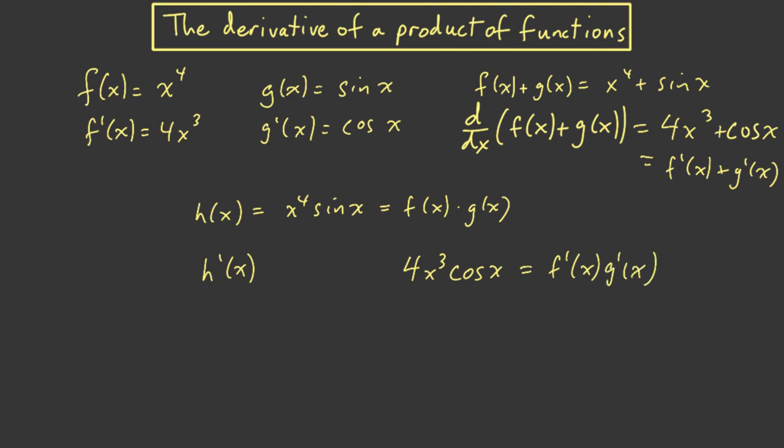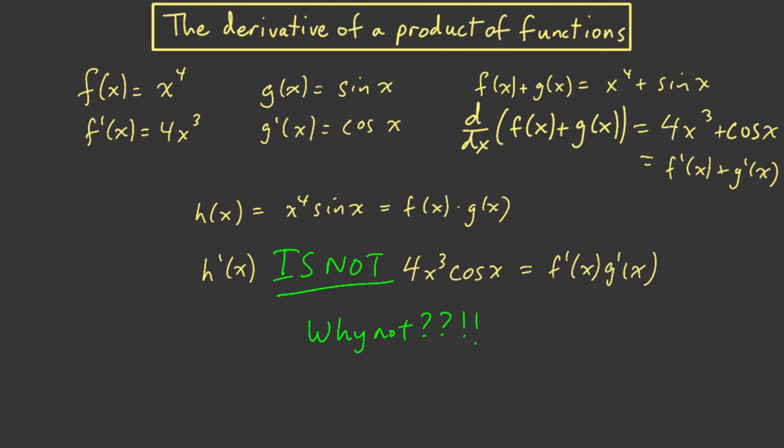What's wrong with this? Well, what's wrong with it is that h prime of x just is not equal to f prime times g prime. Now, this comes as a surprise to a lot of students, and if you're surprised, that's understandable. But it turns out that there's a fundamental reason why it's not equal to f prime times g prime.